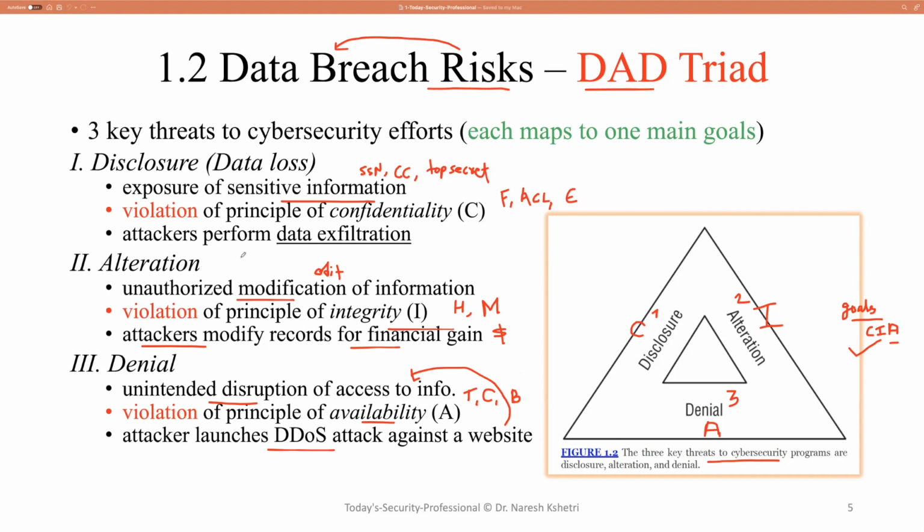These are the three key threats for cybersecurity efforts, and each threat maps to one main goal. The CIA maps to the DAD: confidentiality maps to disclosure, integrity maps to the alteration or modification of information, and availability maps to the denial of information.